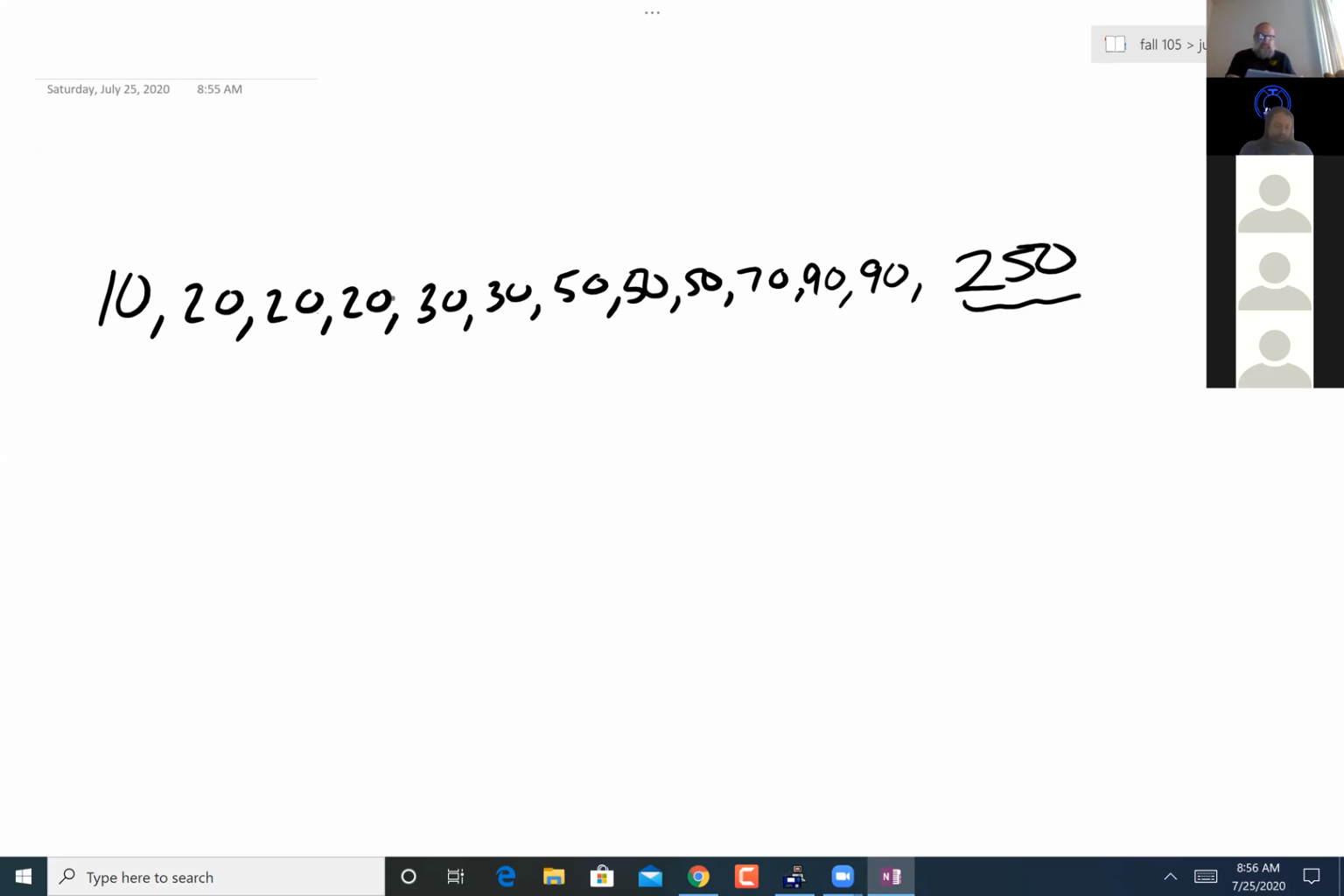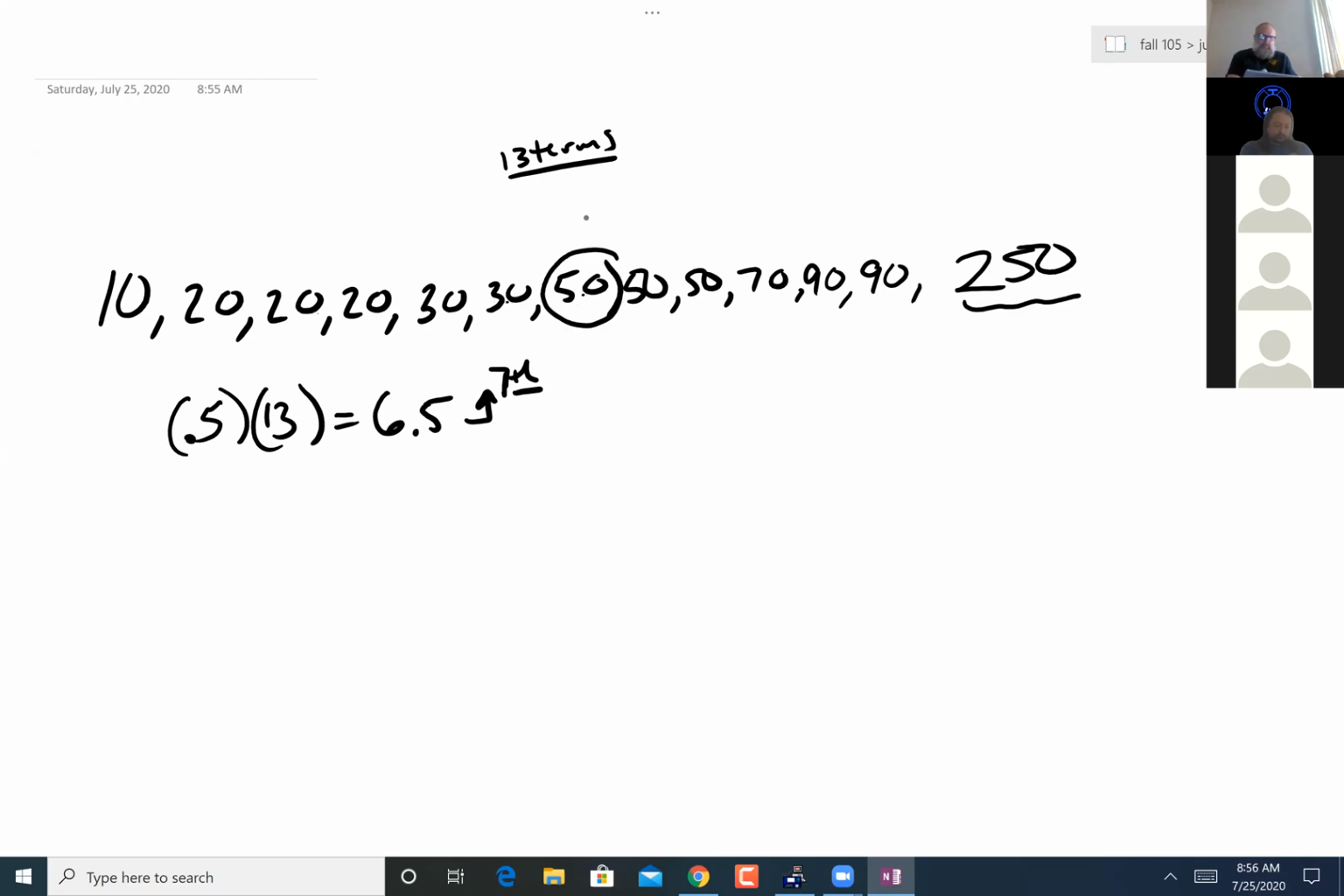1, 2, 3, 4, 5, 6, 7, 8, 9, 10, 11, 12, 13 numbers. Okay. So the 50th percentile would be 0.5 times 13 is 6.5, which we would round up to the 7th term. Cool. 1, 2, 3, 4, 5, 6, 7. This guy here is my median.